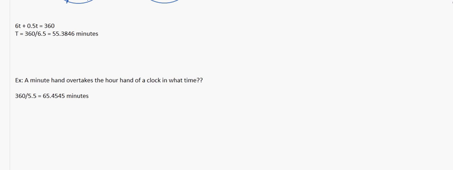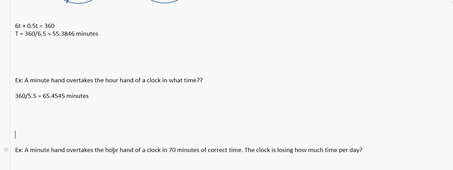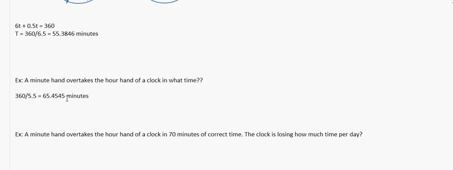So 65.4545 minutes. Now there can be a question in which it is said that the clock is lagging behind, right? For example, in this question it says that the minute hand overtakes the hour hand in 70 minutes of correct time, right? How much time does the clock lose per day, right? So if the clock was correct, it should coincide after 65.4545 minutes, but it is coinciding after 70 minutes, which means it is lagging by what time? 70 minus 65.4545, which is equivalent to 4.5455.